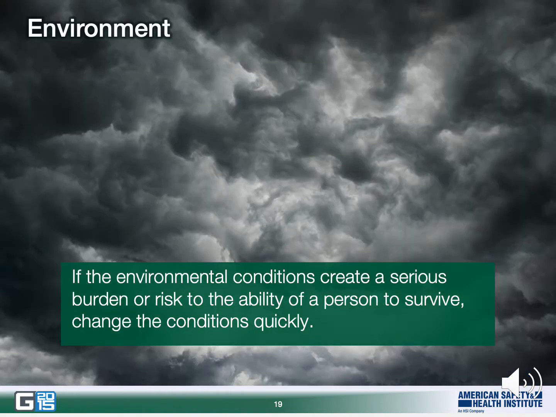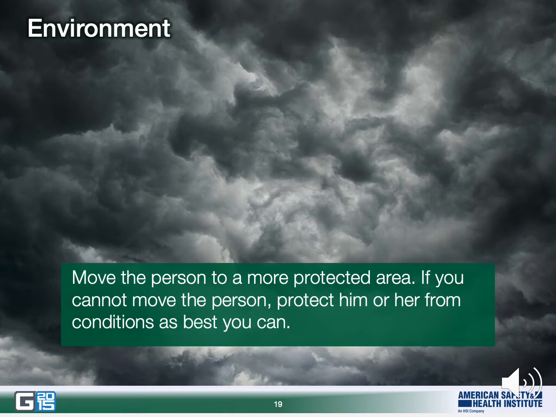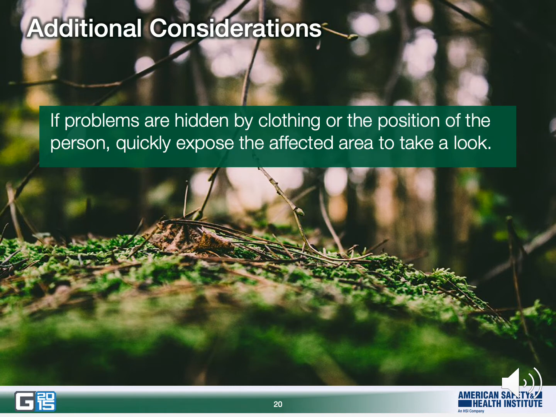If the environment conditions create a serious burden or risk to the ability of a person to survive, change the conditions quickly. Meaning, get them in a shelter. Get them down off the mountain. Get them out away from where lightning might strike. Move the person to a more protected area. If you can't move the person, protect him or her from conditions as best you can.